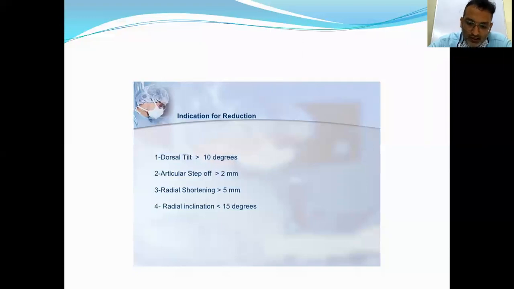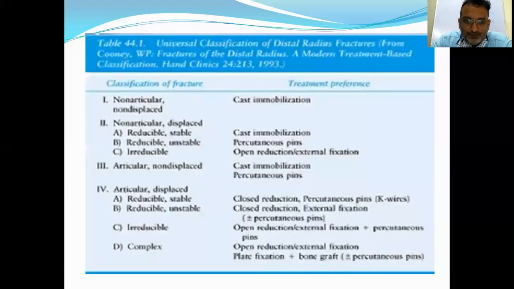So this requires reduction of the fracture. How you want to treat it, conservative or operative, depends upon the fracture pattern. So this is a classification of the fracture treatment preferences. Non-articular, non-displaced, you can always go for conservative. Non-articular, displaced. So first try to reduce it.